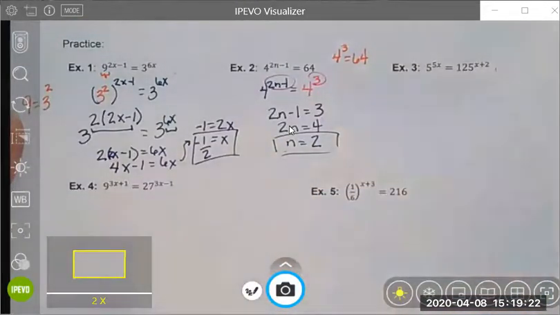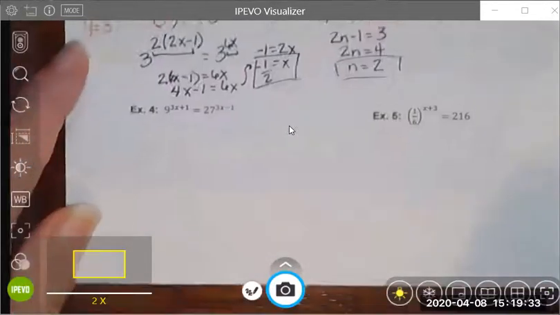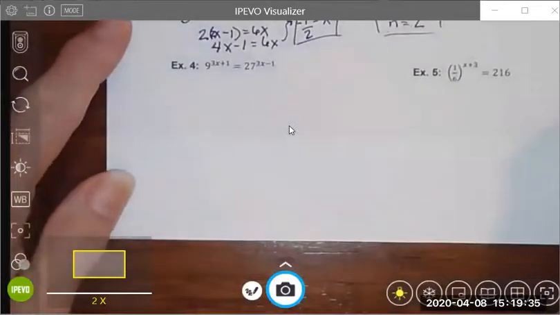Not so bad, I hope. I'm going to skip number 3 because it's very similar to the one we just did, and I'm going to move down and look at example 4. You can find example 3 completed in the online notes.